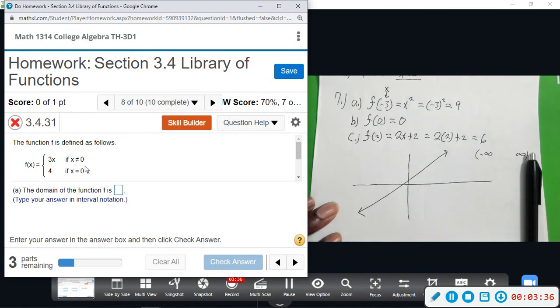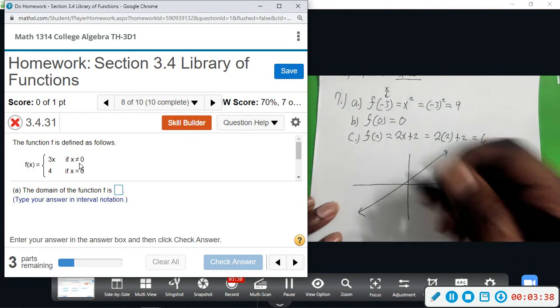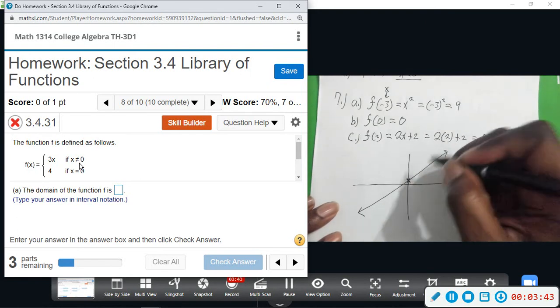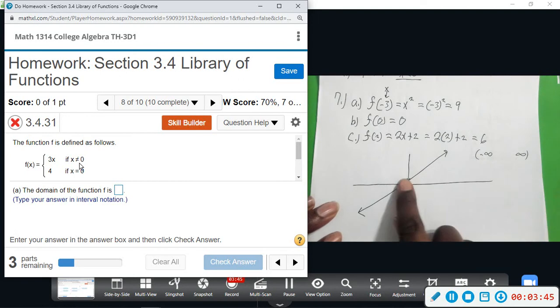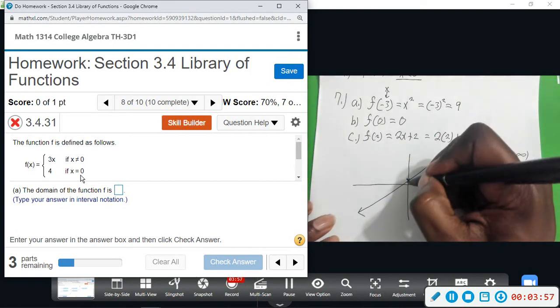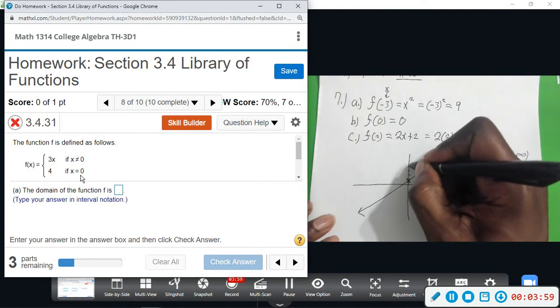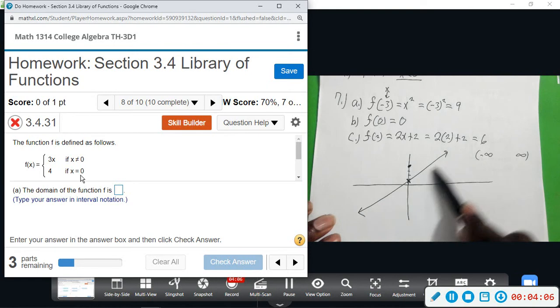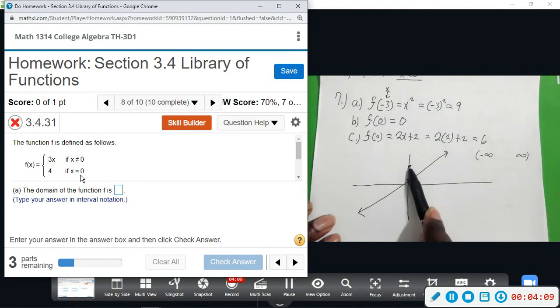However, they say x cannot be 0. So this point right here, when x is 0, this point would be removed. So you'd have this piece here and this piece here. So 0 is gone. That's on this first equation. Now, this equation says we're going to use 4 if x equals 0. So they just add a point. So say 1, 2, 3, 4. So we have a point 0 here. So if you combine these two graphs, this line is missing the point 0.